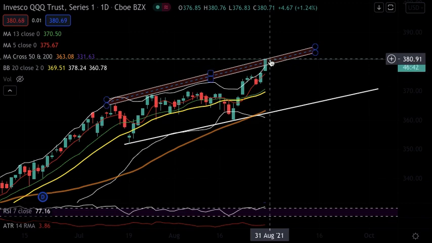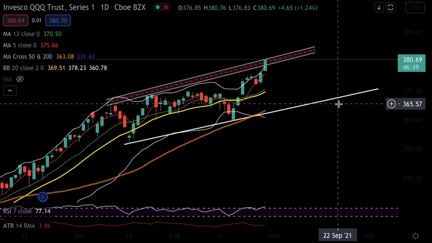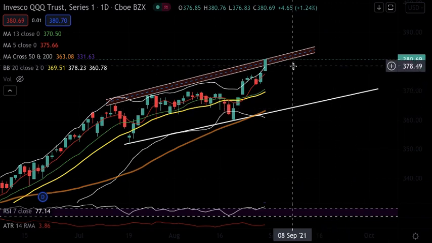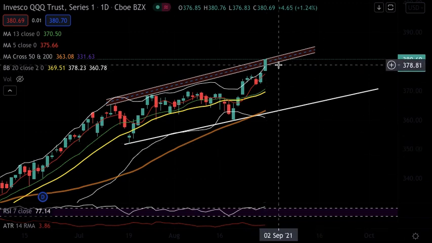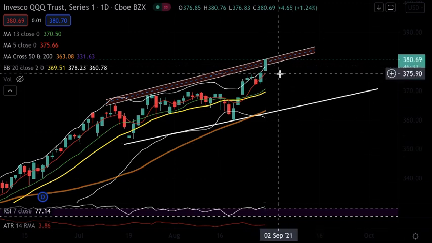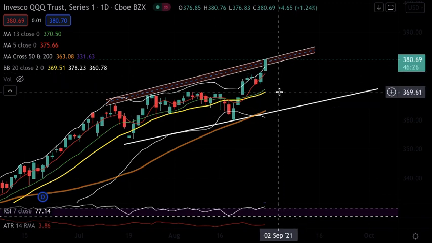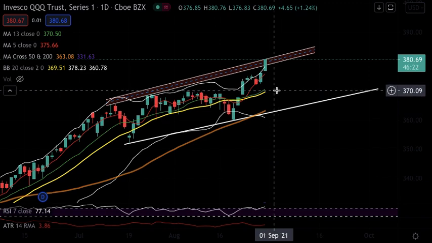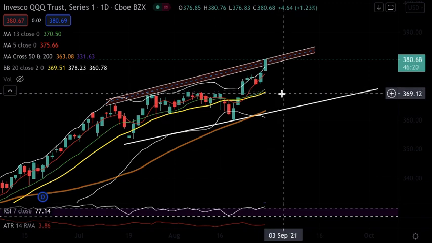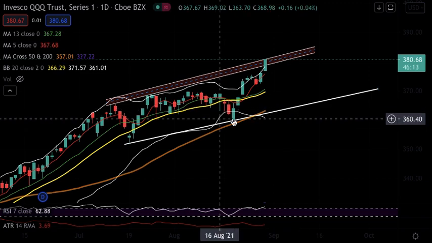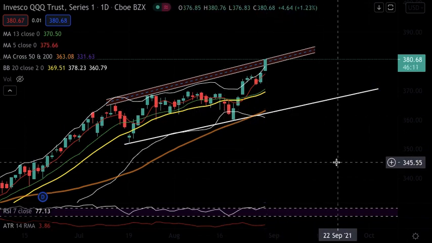All right, this is the zone where you could get faked out. So watch for the retest around 378, 379. That's where this resistance was. Okay, and then we have 375.66 and the critical support level around 369 to 370, which is where the 20-day and the 13-day moving averages are. Below that, I'd be worried a little bit, and I watch this support level around 363, which is where the 50-day moving average is, and our support line right here.